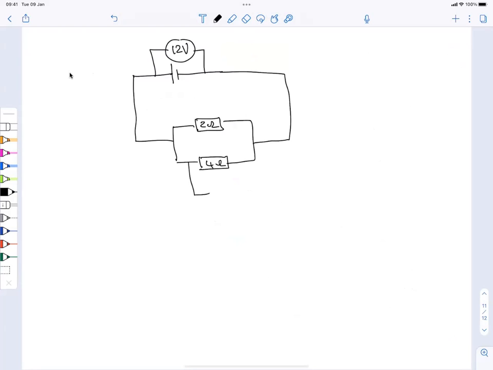Then the potential difference over this 4 ohm will be 12 volts. And the potential difference over the 2 ohm will also be 12 volts. That is super important.